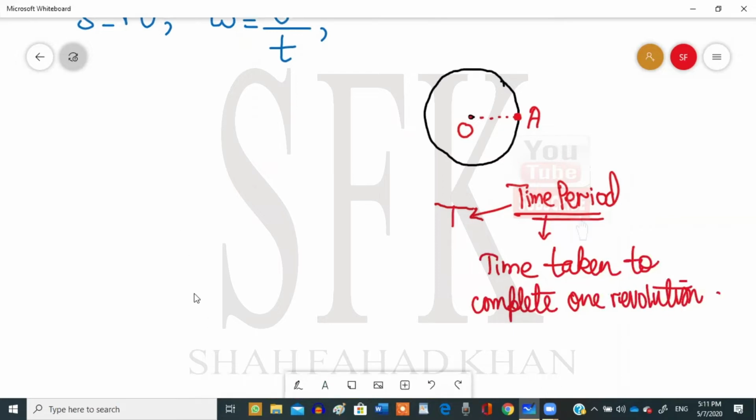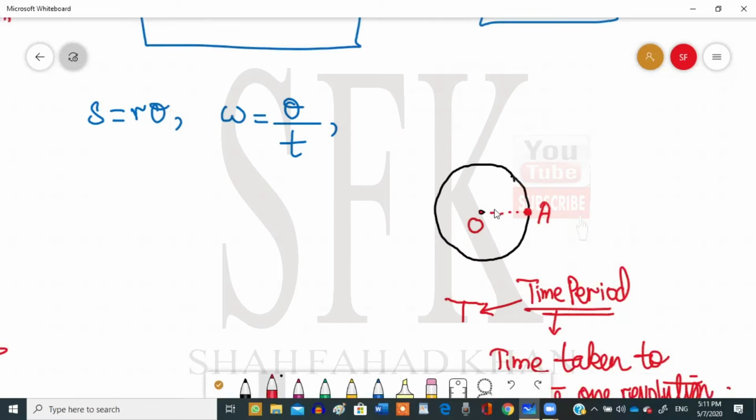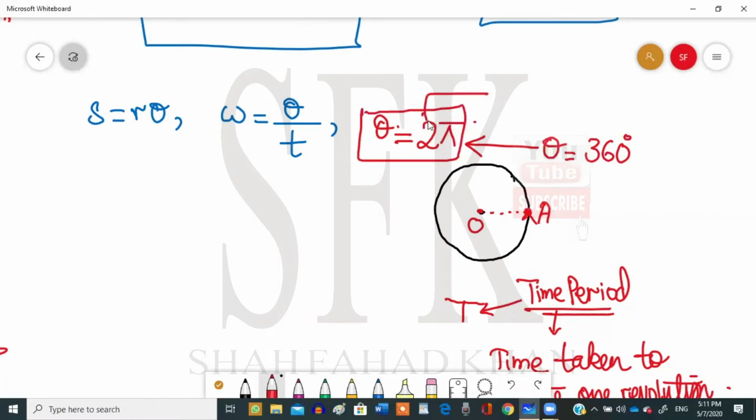And guys, what is the angle that this object covered while it moved one complete circle? What was the angular displacement that it covered? Can I say it covered 360 degrees while it completed one cycle? Correct? Now, convert this degrees to radians, because in physics in this chapter, we are going to deal with angles in radians. So in radians, the angle is equal to 2 pi.